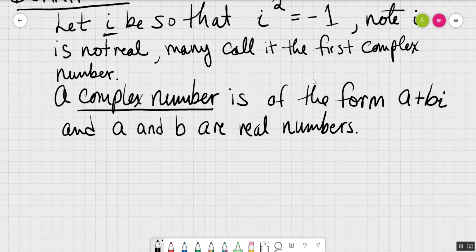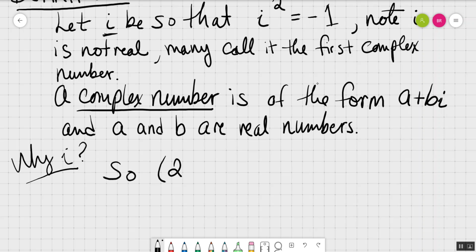So you might ask yourself, well, why i? I don't know the answer to that. I don't know why they picked i, but I can show you what it does. So if I have something like 2i and I square it, watch what happens. One of the things you know is that i behaves like a number, so I should just be able to distribute my square. Absolutely. So this would be 2 squared times i squared. That looks weird.